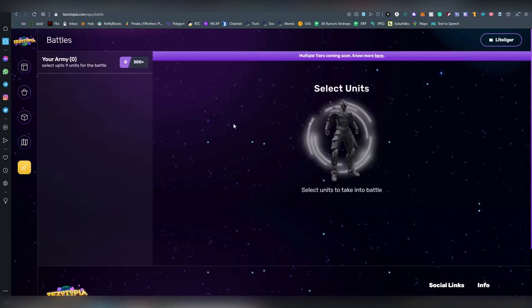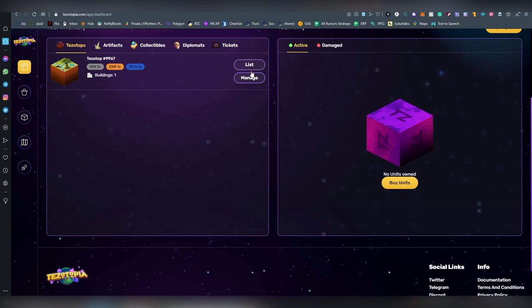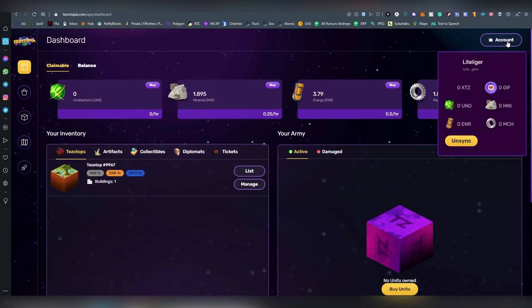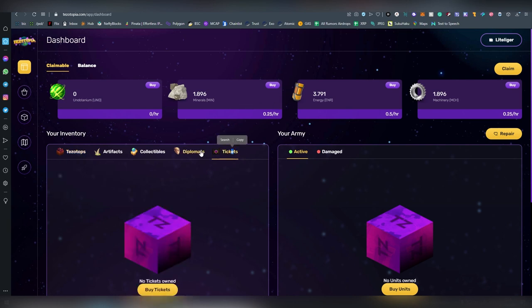And here's the battle system and everything, but you need to have armies and units for that. But here I can see, for example, I just bought a land, so I'm now getting energy, minerals, and machinery. Unobtainium is something that, I believe, higher tier land plots can generate. But that's a very small rundown of this game, but it definitely has an amount of complexity to it, which is kind of cool. But let's move into another game.